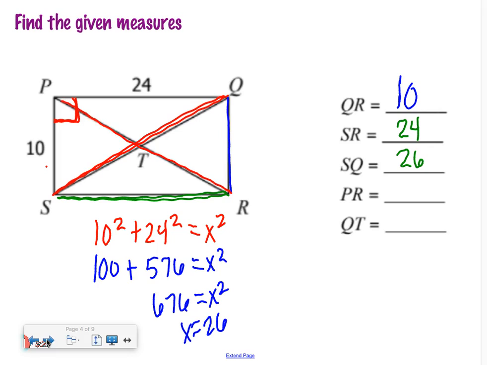So what's PR? 26, because diagonals are congruent. And QT? Yep, divided by 2, 13.